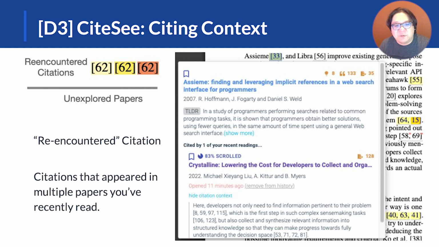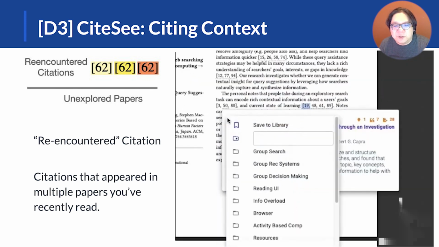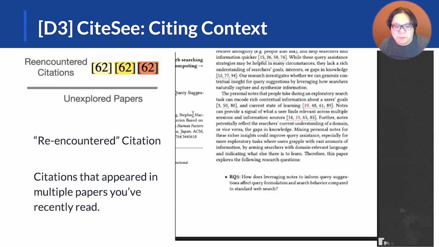To help readers discover relevant inline citations, CiteSee highlights re-encountered citations that are cited by multiple papers you have recently read. The shades of the highlights are weighted by the number of citing papers in your reading history, and also further weighted based on your engagement with the citing paper. Please see the paper for more details. In the paper cards, CiteSee shows the list of citing papers and the citing sentences to help readers make sense of why the cited paper is relevant to their interest. Based on these contexts, the reader could either click on the paper title to open it, or use the bookmark button to save it to their paper library.